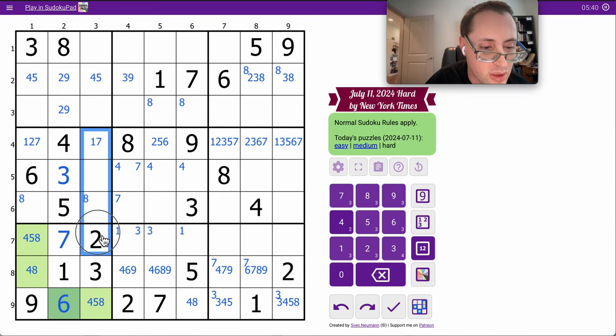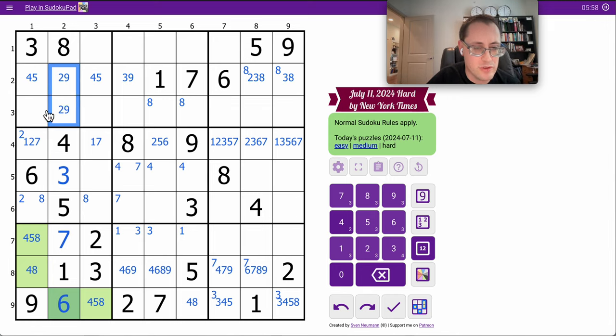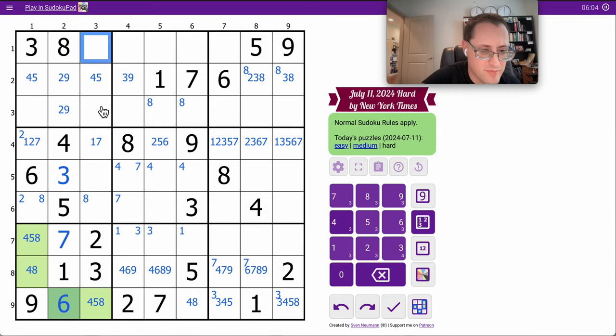Let's see. These cells can't be 2. So I have 2 limited to one of two places in column one. 4, 5, and 2, 9. Okay, so 2, 3, 4, 5, 8, 9. Those are from 1, 6, 7.